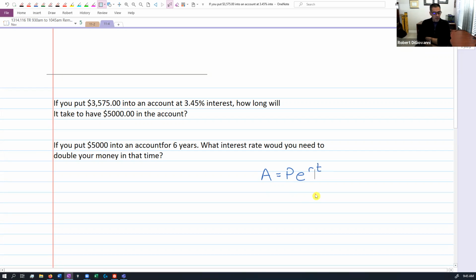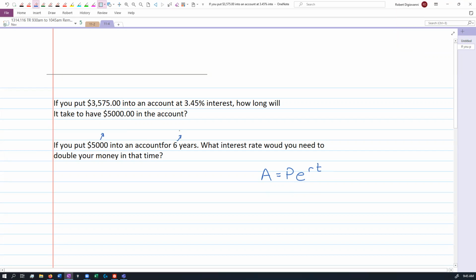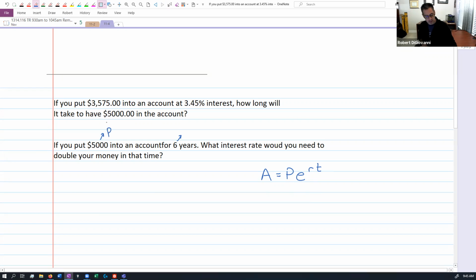Okay, so can you all help me here? We're going to put $5,000 into an account for 6 years. What does that tell you? What is the 5,000? What is the 6 years? Principal, the P is the 5,000, and the 6 years is your Time, T. So we have two of the 4 things. Right now I could write this: A equals 5,000 E to the R times 6. That's just coming from the first sentence.